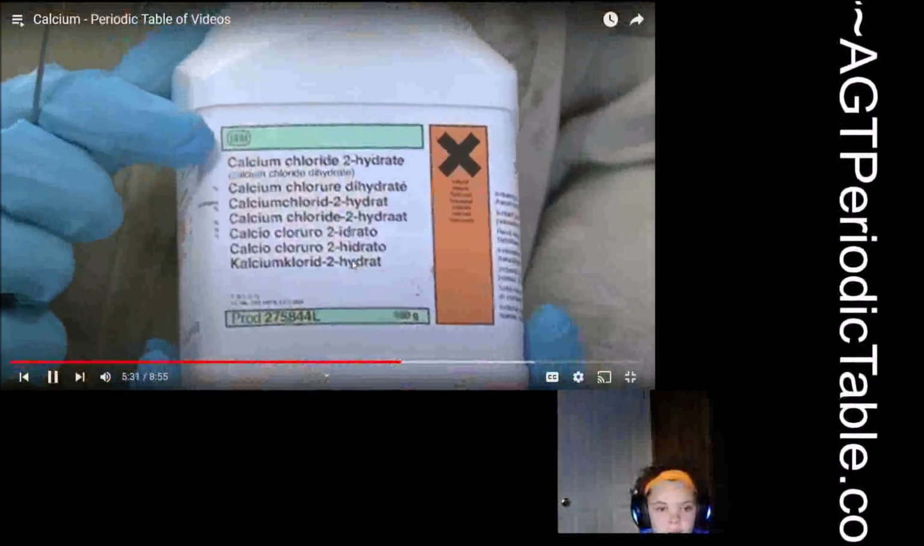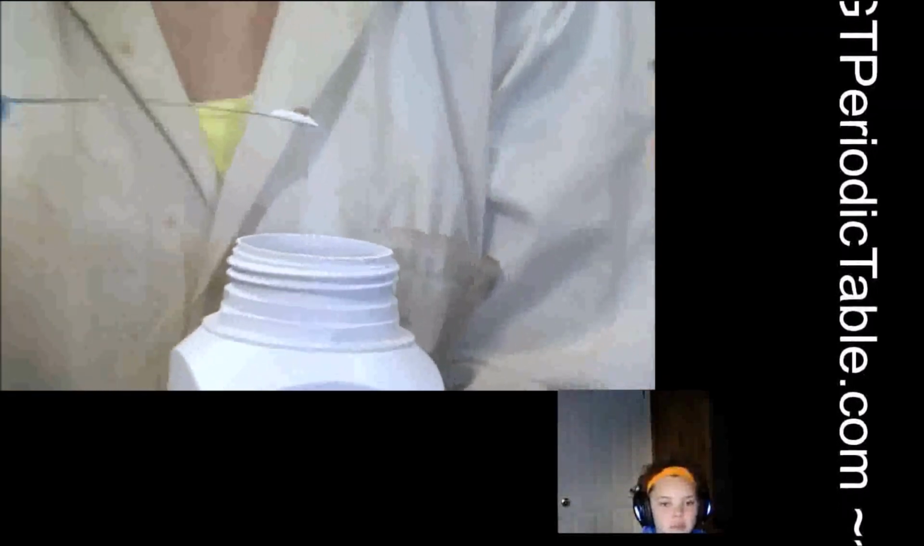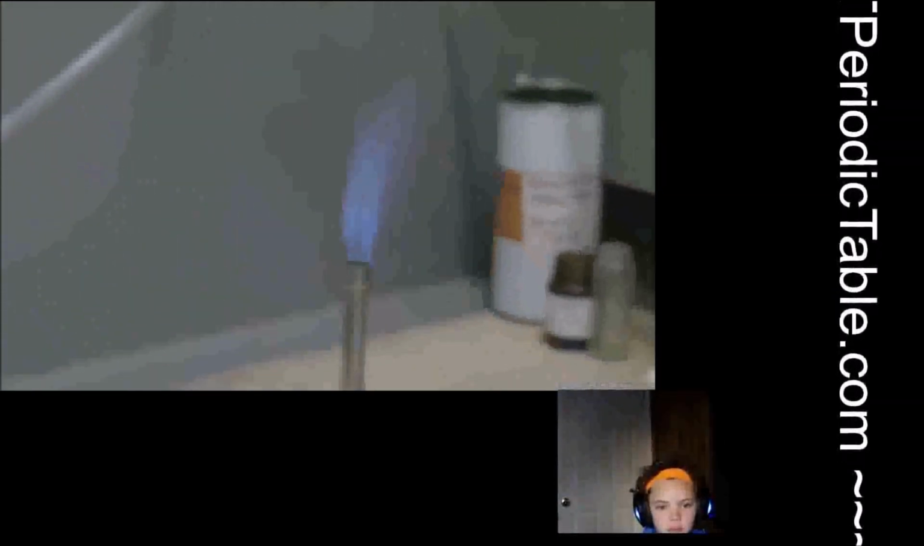We're going to take calcium chloride, put it in a flame and do a flame test and see if we can see the colour of the calcium in the flame. So as I said before, calcium compounds are often white, and here's a white calcium compound. So I'm going to put it in the flame and see if we get any colour.